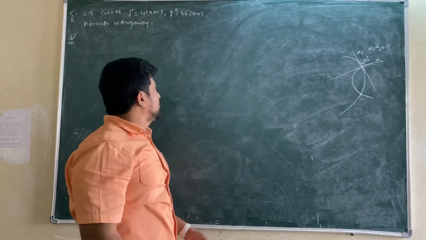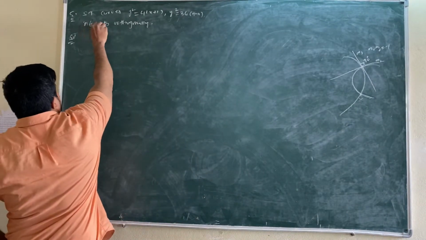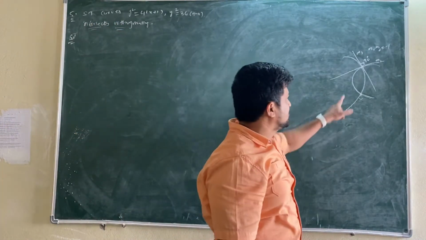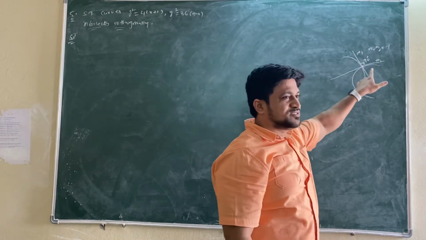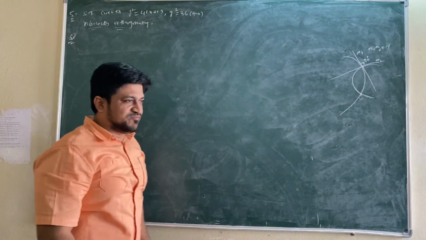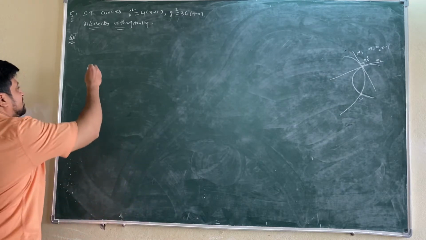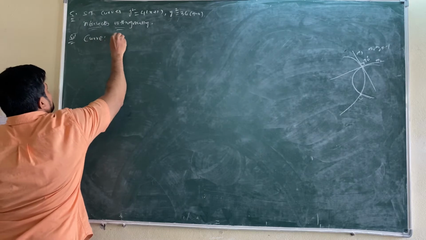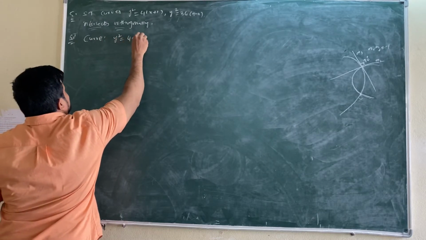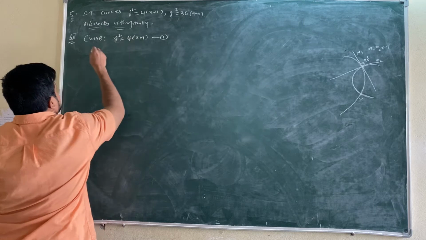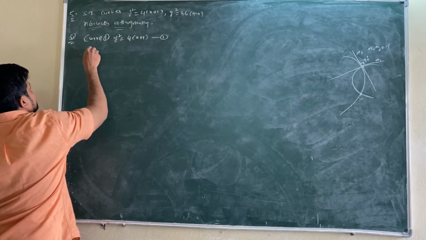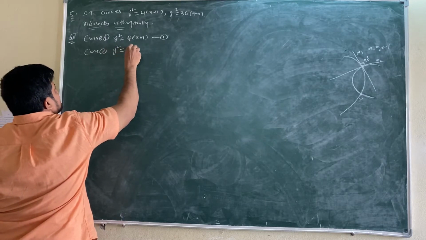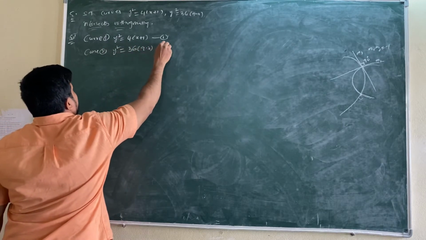What you need to do here: curves intersect orthogonally means you have to think of the tangents. We need how many tangents? 2 tangents at these 2 points. To get that, whenever curves are given to you, write down the curves given. Curve 1: y square equals 4 into x plus 1. And second curve: y square equals 36 into 9 minus x.